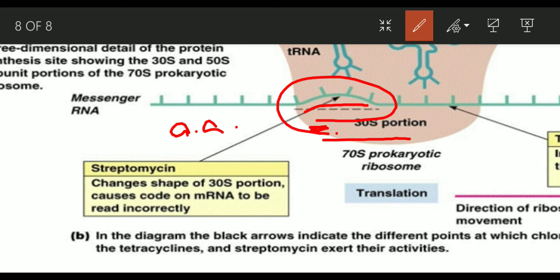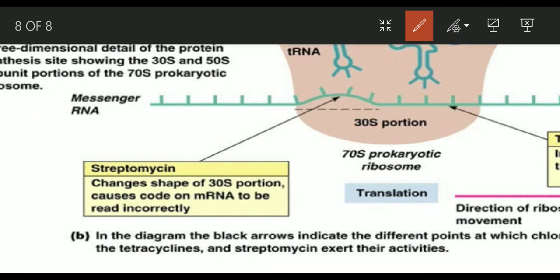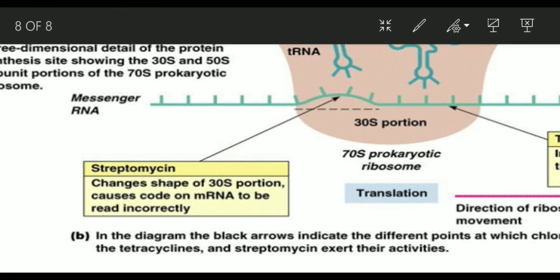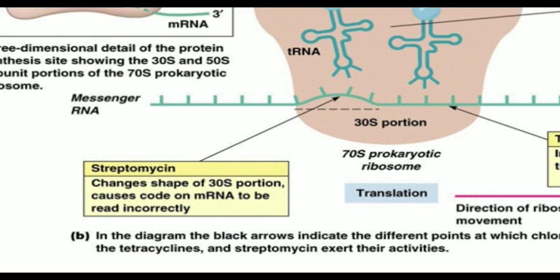It is not read properly and an incorrect amino acid is incorporated. So an incorrect amino acid gets incorporated and the protein is faulty. A faulty protein is synthesized. It is not functional, right? So as it is not functional, it is not beneficial to the host. So this is how streptomycin inhibits protein synthesis.